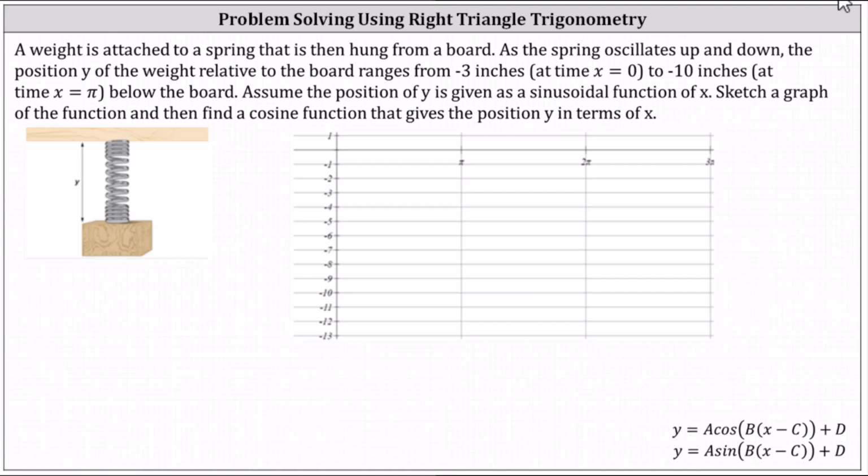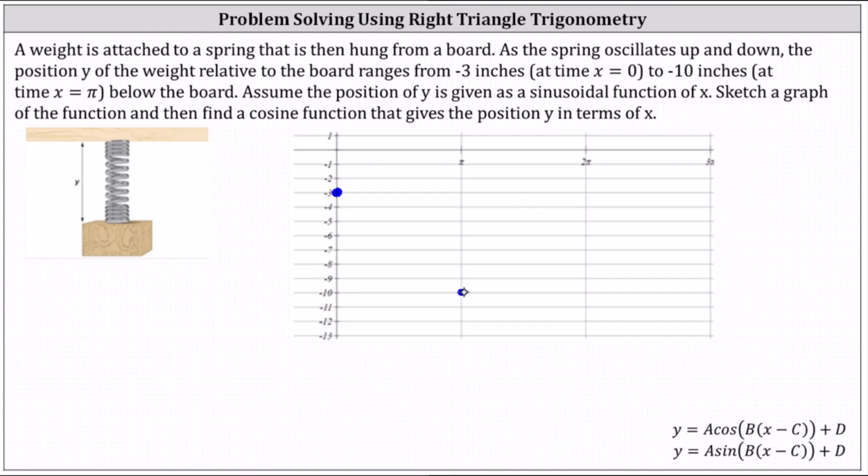Sketch a graph of the function, and then find a cosine function that gives the position y in terms of x. Let's begin by plotting several points on the graph. At x equals 0, the position is y equals -3, which indicates the graph contains the point (0, -3), the y-intercept. The position is -10 at x equals pi, which indicates the graph contains the point (pi, -10), which is this point here.